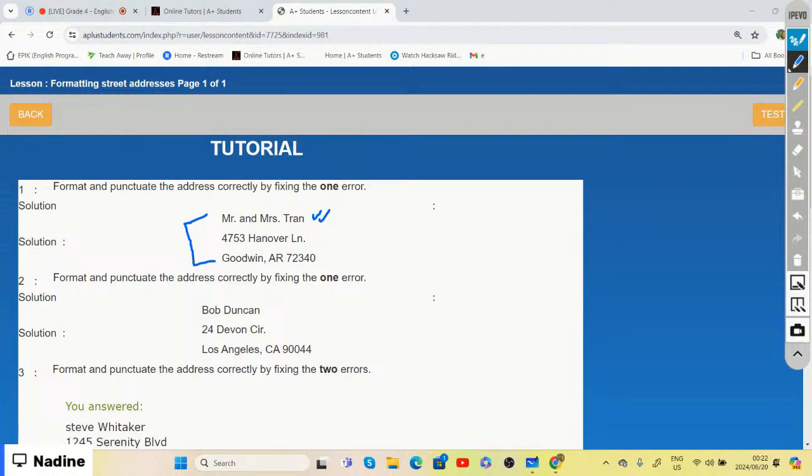And then the second one says 4753 Hanover Lane, right? And that is actually also correct, because we need to, for example, capitalize Hanover, H for Hanover, and Lane, and we add our period after that. And then we need to also add our city, which is correct, followed by a comma, the capitalized state abbreviation, and our zip code. So I don't see what the error is within the sentence.